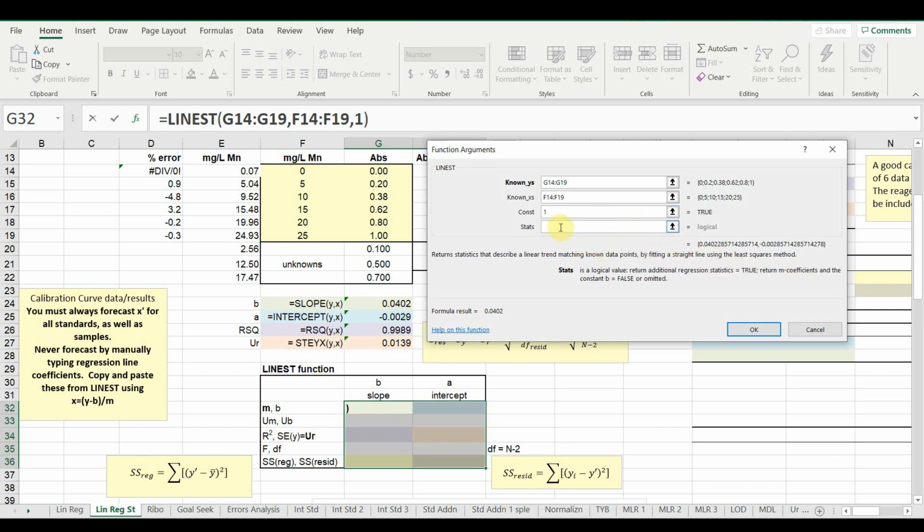And finally, the stats function. Stats is a logical value. It returns additional regression statistics if the value is true. We do want those additional regression statistics, so hit 1, but do not press enter.